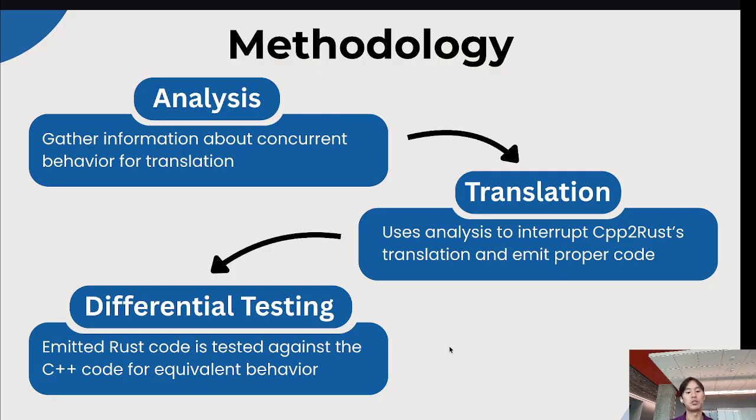So lastly is differential testing. The emitted Rust code is then tested against the C++ code for equivalent behavior using schedule-aware differential testing, which we'll talk about a little bit later.